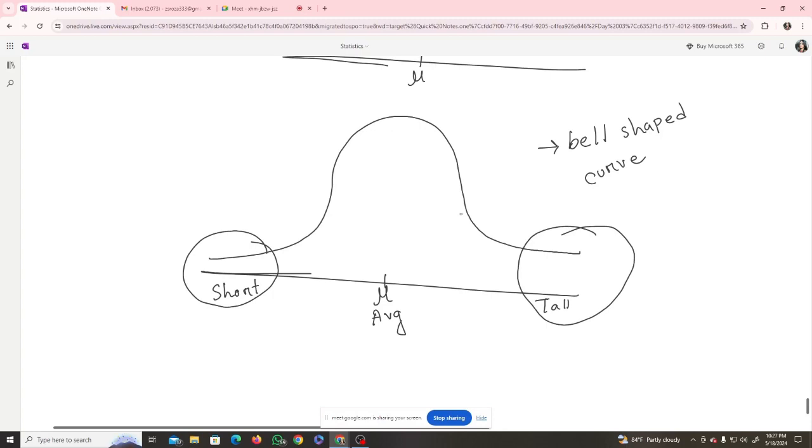Suppose the average height is, let's say, 70 inches, if you measure it in inches. So by looking at this, we understand that in the classroom there are very few short people, and very few tall people. The average people have heights which are around 70 inches. They may have heights which are 60 inches or 80 inches, 90, and so on and so forth.